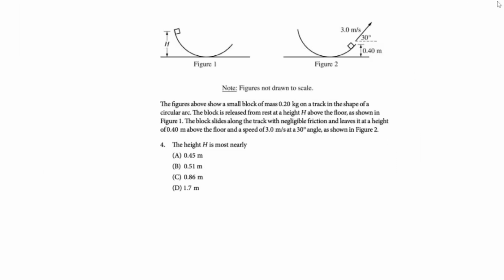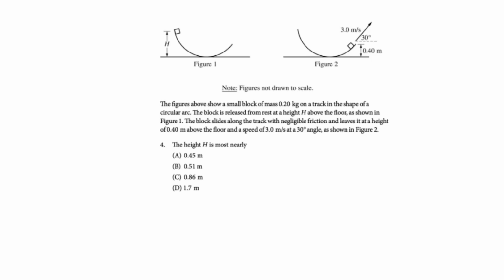Alright, so here we have a little bit of a challenging AP physics question. So yeah, let's try and solve this. The question says, the figures above show a small block of mass 0.20 kilograms on a track in the shape of a circular arc. The block is released from rest at height h above the floor.